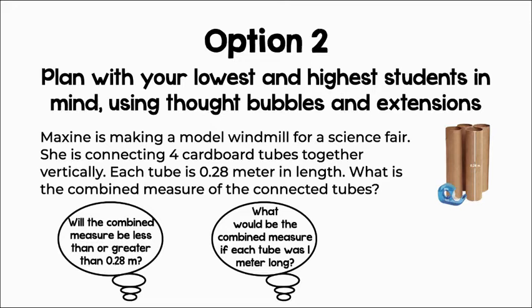What would be the combined measure if each tube was 1 meter long? I love this thought bubble because it takes away the decimal, which is a little scary for students, especially fractions. If you throw in a whole number, students might be able to know what operation to do or how they're going to solve the problem. They can apply that thinking to the decimal or the fraction.